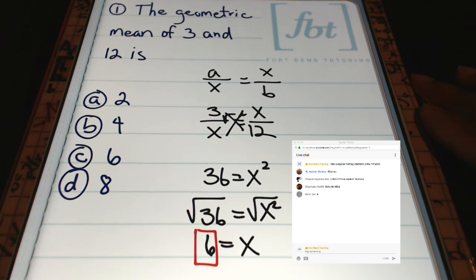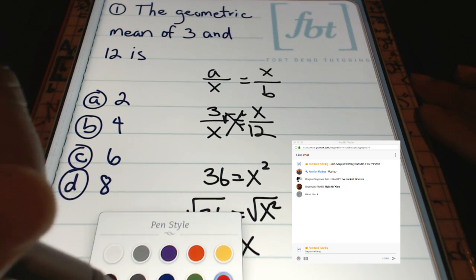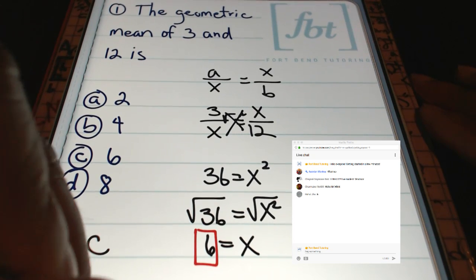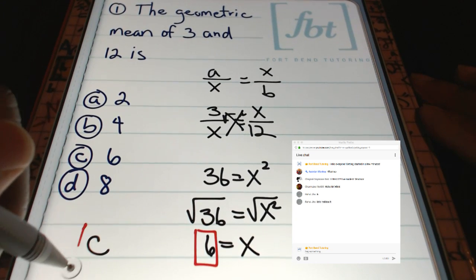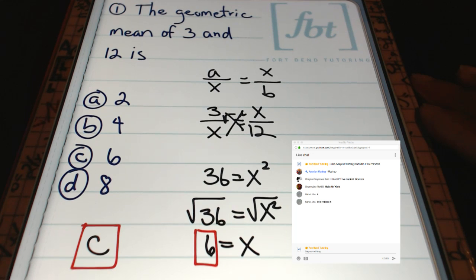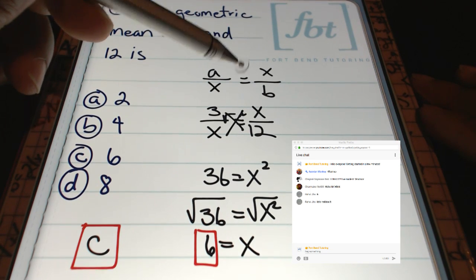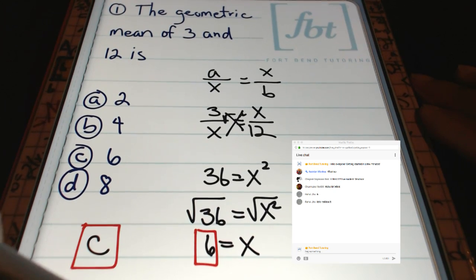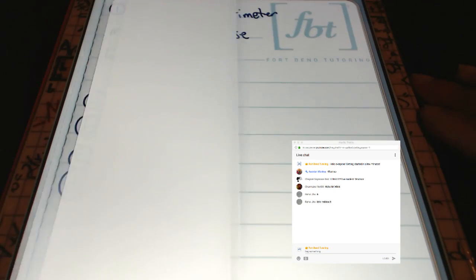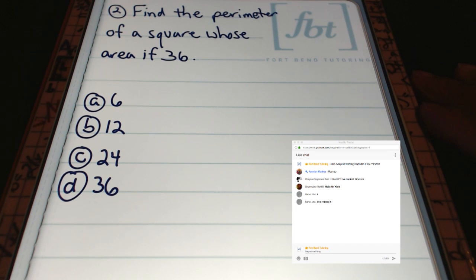And ladies and gentlemen, we got a red box around it, so this is C as our result. That's right, the answer choice is C. Let's go ahead and put a red box around that as well for problem number one with the geometric mean, guys. So you need to know that the formula for the geometric mean is this proportion: A over X equals X over B. We're off to a good start for the geometry final exam review.